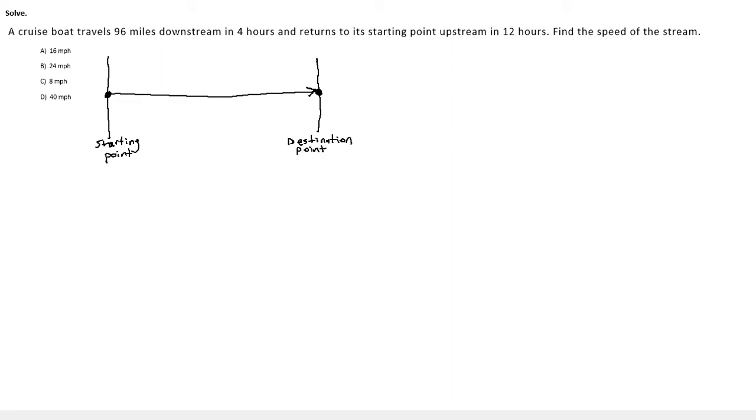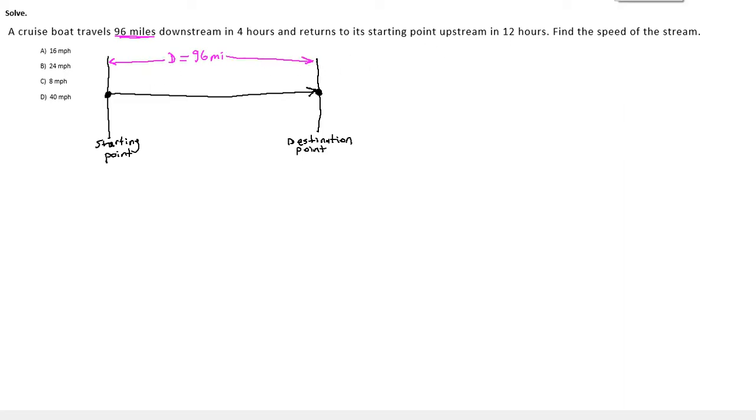Well, a couple things. They're giving us some information. One of them is that the distance between these two points, the distance d, is 96 miles. We have 96 miles between the starting point and the destination point.